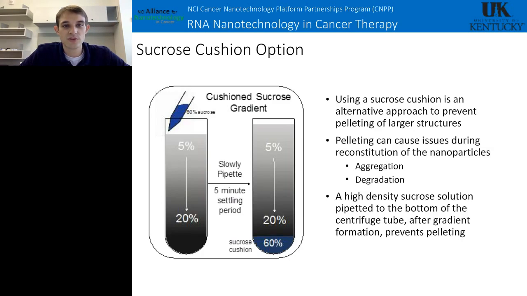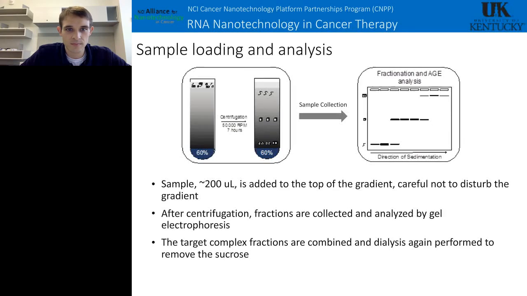So to form a sucrose cushion, you form your gradient first. Let me stress that. You form your gradient first, and then you take a 60% sucrose solution, and you take your long needle and you pipette it to the bottom of your tube, and what you end up with is your 5 to 20% gradient, followed by a 60% cushion. So this just helps to prevent any pelleting of your nanoparticles, which is not good for them.